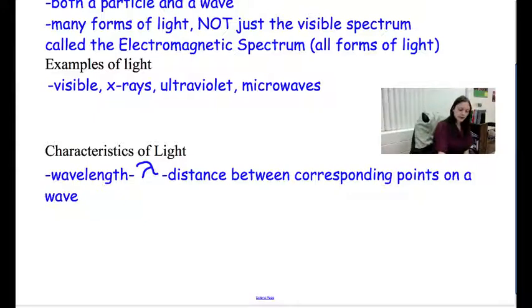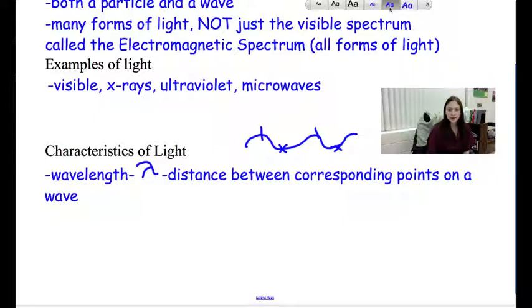A wavelength is going to be, here's my wave, from this point to this point, or from this point to this point. Corresponding points on a wave. From my line to the X, then, is not a wavelength, those are not the same point.